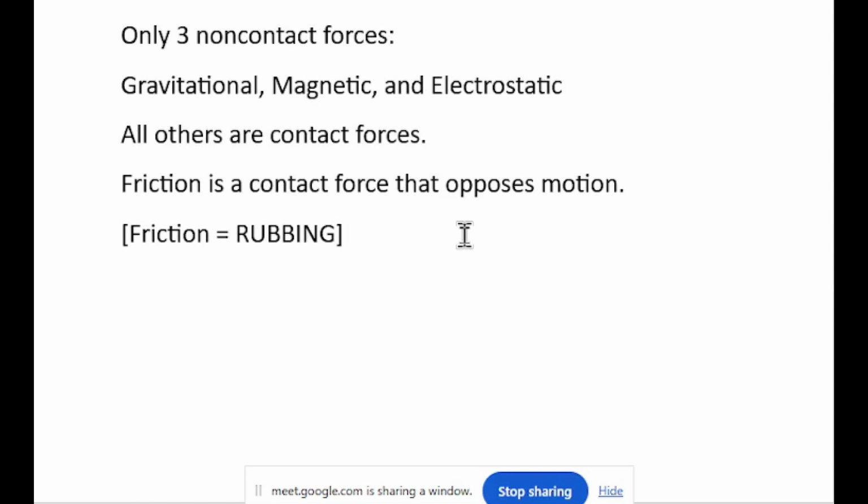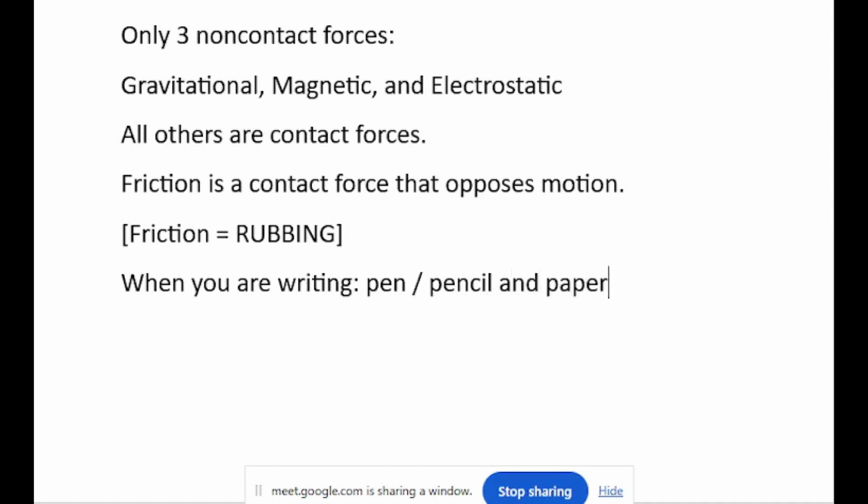So when you are writing, what happens? When you are writing, where will rubbing happen? Between the pen or pencil and the paper. Then also you are rubbing the pen or the pencil. Or when you are writing on the board, it is between the chalk and the wooden board.